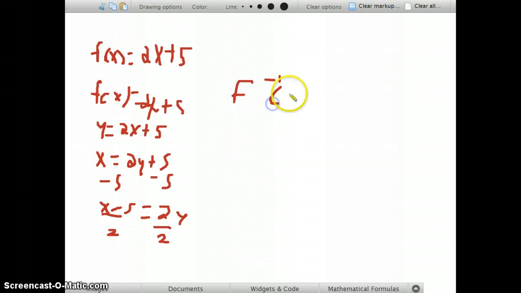negative 1 of x. Now this does not mean that it's to the negative first power. This is just a notation in order to show that they are inverses. So it would be x minus 5 over 2. Now, for inverse functions, this original function was simply a linear function, so this is mentally what it will look like at this point.